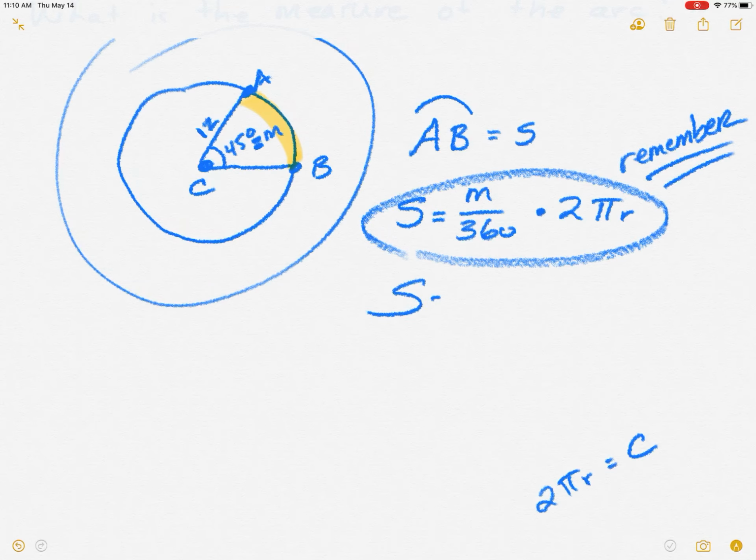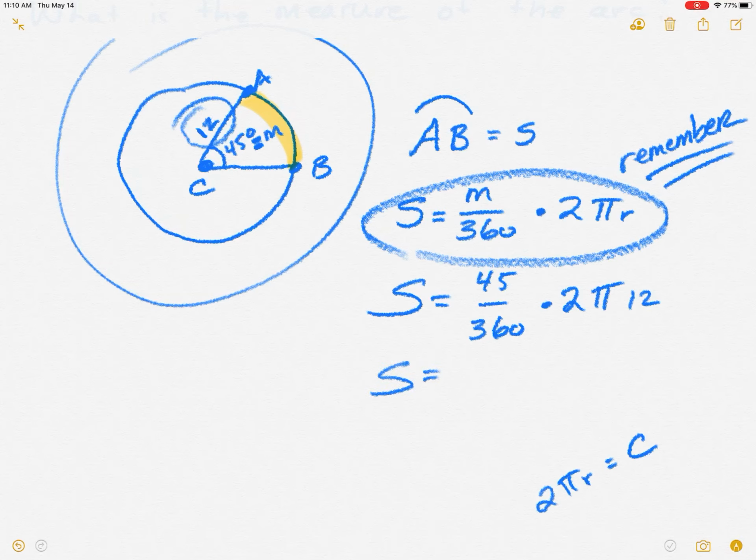All right, so we got S, and what is this M? Well, we said M was the measure of that central angle, which is 45 degrees. So S equals 45 over 360 times 2 pi r. What's r? It's our radius, so it is this measure right here, 12. So 2 pi 12. All right?